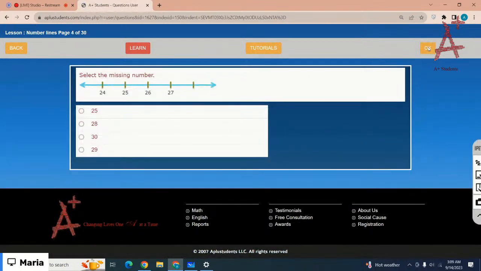Select the missing number. So which number is missing? So which is the number after 27? So when counting, which is the next number right after 27? Very good. That would be 28. So that means the next number is 28.